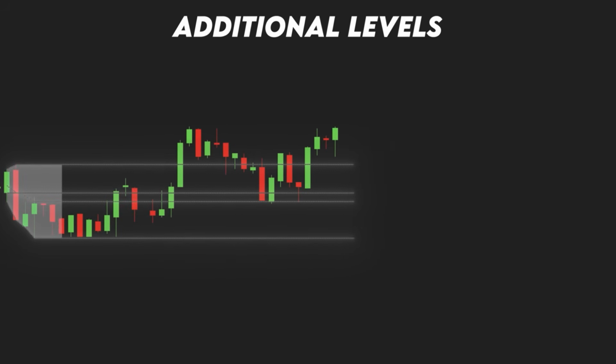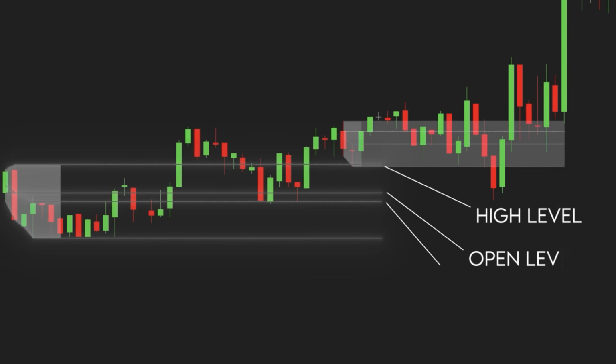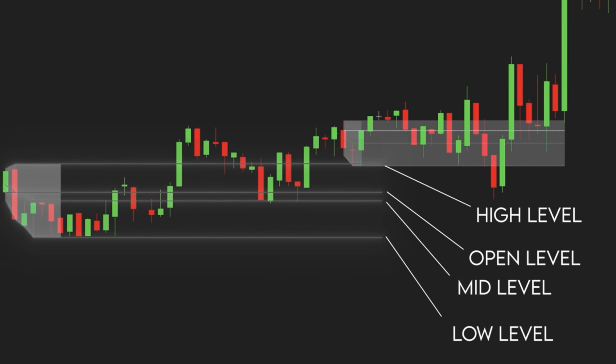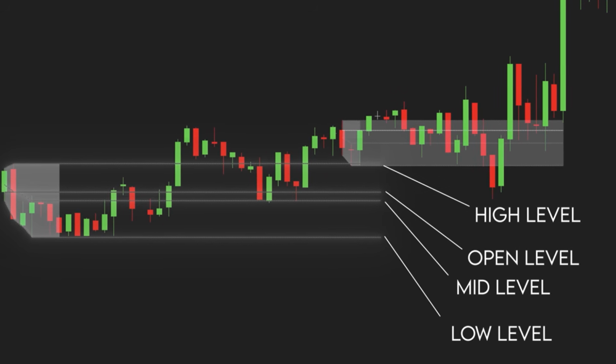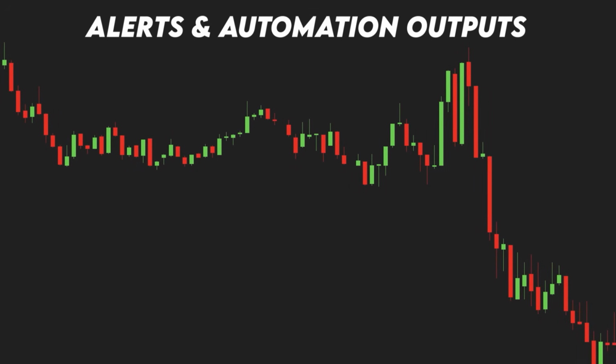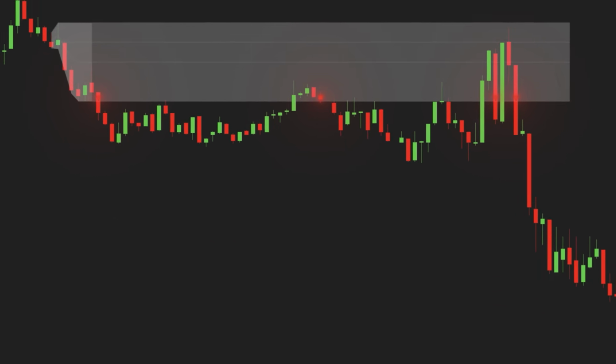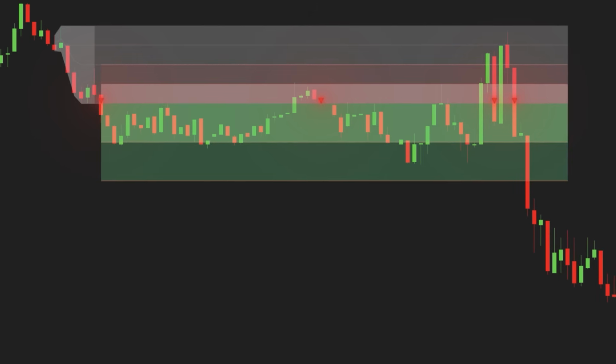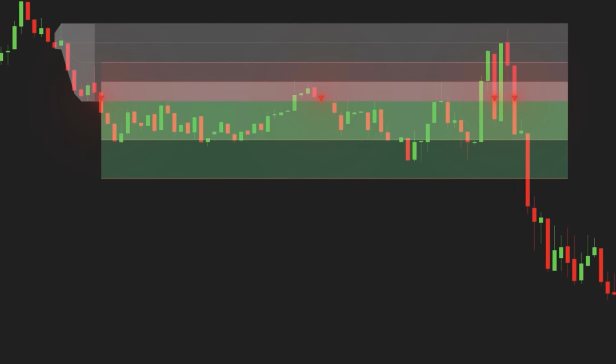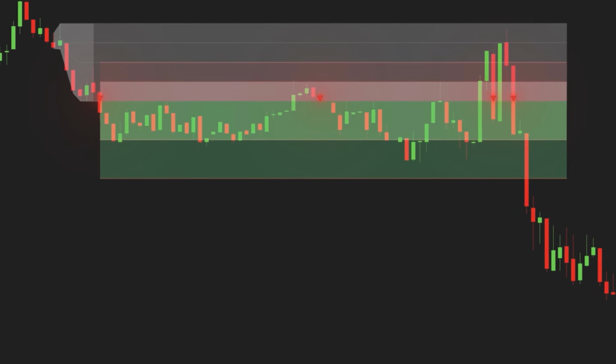Additional reference levels can also be displayed. These include the previous range, the open line, and midpoint levels. The indicator supports alerts and visual markers for breakout events. Alerts can also be triggered when price reaches target and stop levels. Signal plots expose key range data that can be used by NinjaTrader strategies.